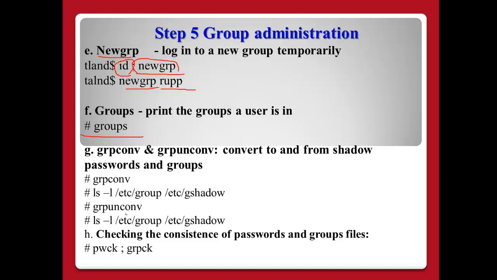grpconv and grpunconv are the same as pwconv and pwunconv. If we use the grpconv command, we can find these two files, group and gshadow. But if we use grpunconv, then we cannot find the gshadow file. There is also grpck, for checking the consistency of the password and group files. If we want to check the consistency of the password and group files, we can use this command.